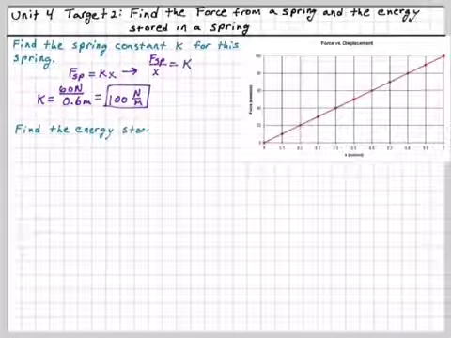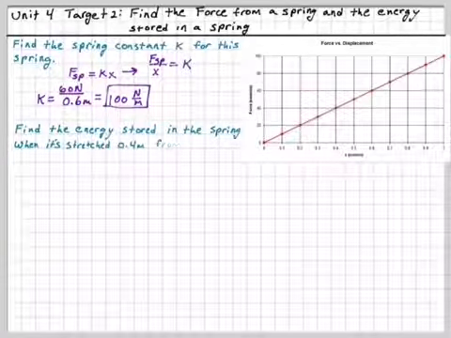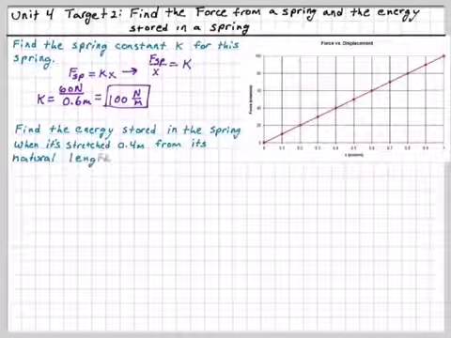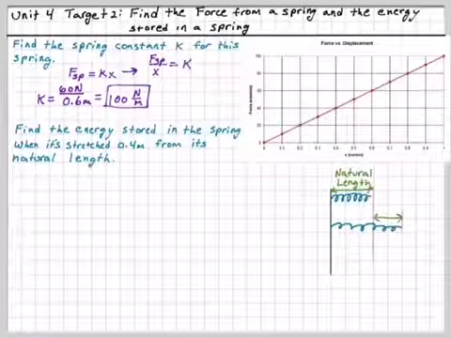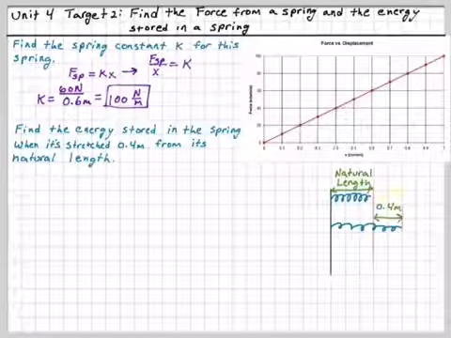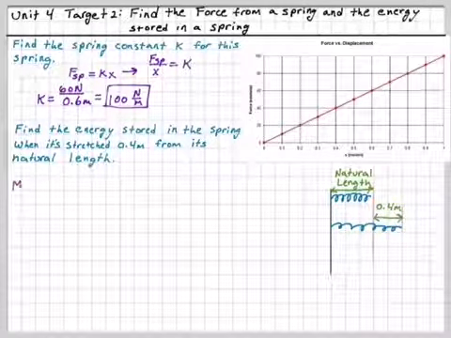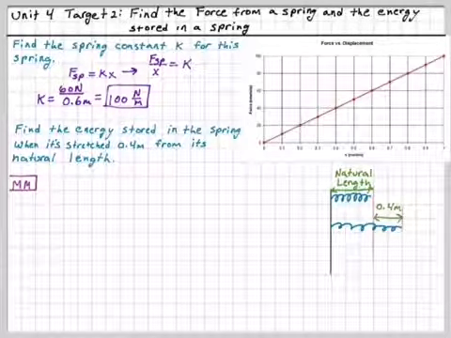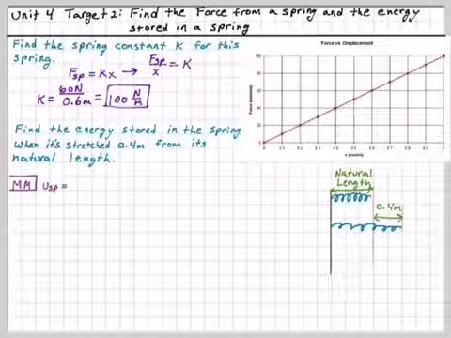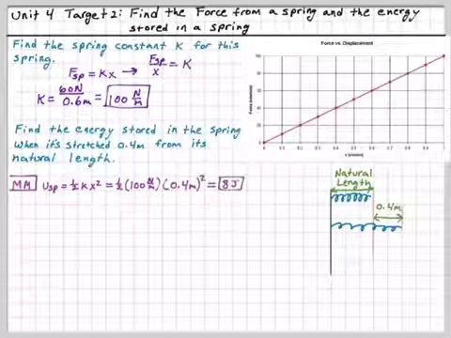Cool. Next, let's find the energy stored in this spring when we stretch it 0.4 meters from its natural length. To visualize this, there's the natural length of the spring, and then here is a visual of us stretching it 0.4 meters beyond its natural length. There are two ways we can solve this problem. The first way is using the mathematical model. And we know that our mathematical model for energy stored in a spring is 1/2 kx squared.